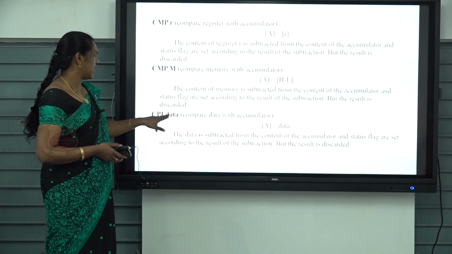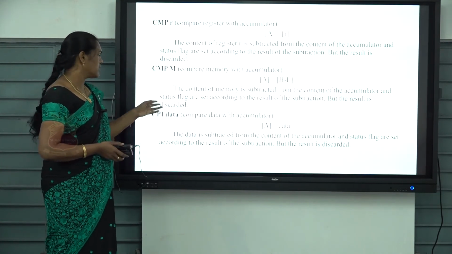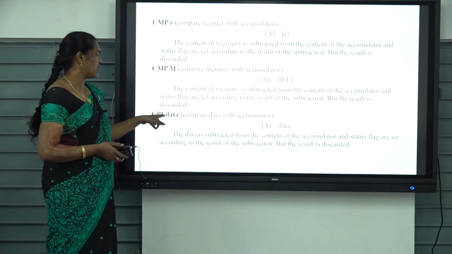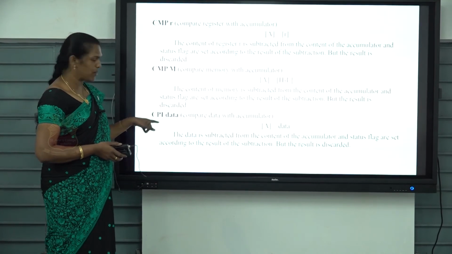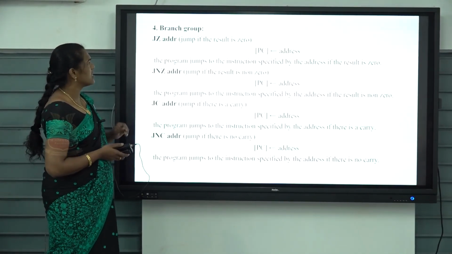Then CPI data. CPI means 8-bit data is compared with the accumulator; these are all used for programming. Okay. So CPI data, 8-bit data is compared immediately with the accumulator content. Okay. So then branching instructions.